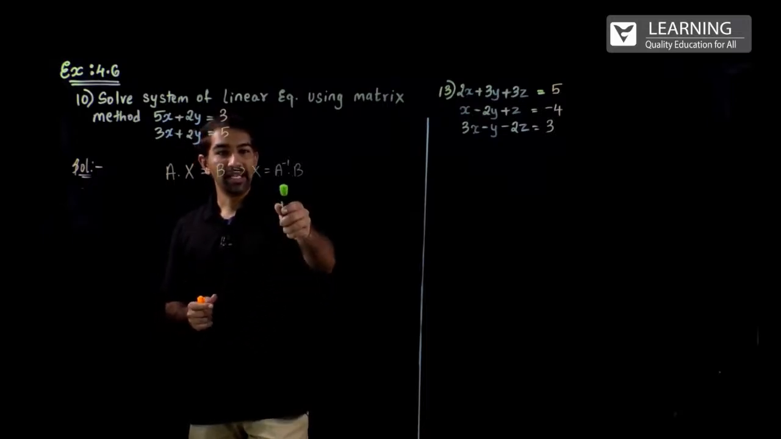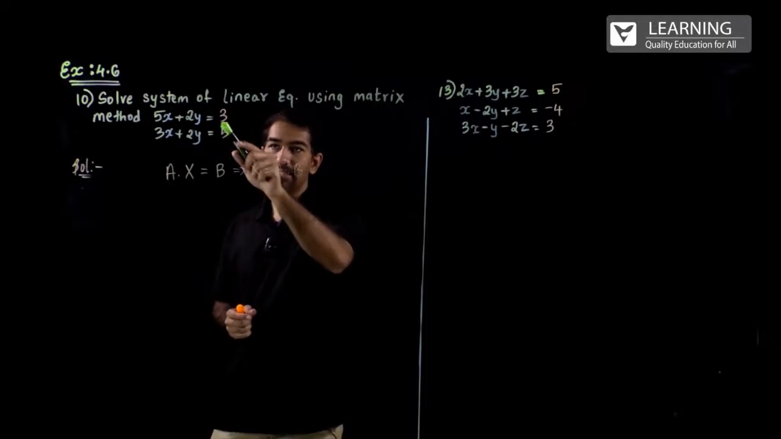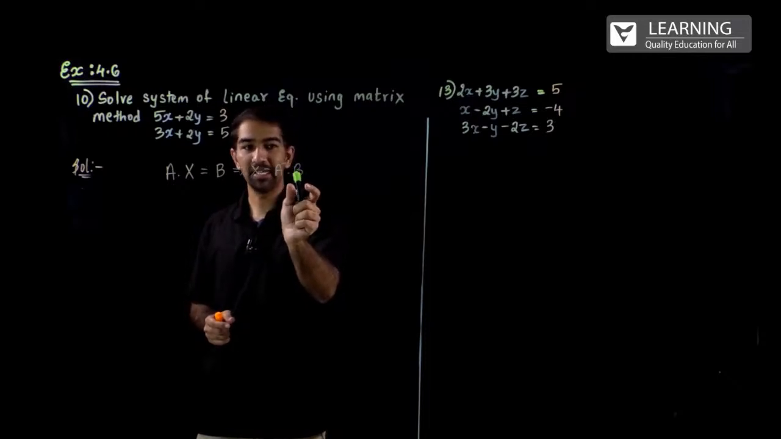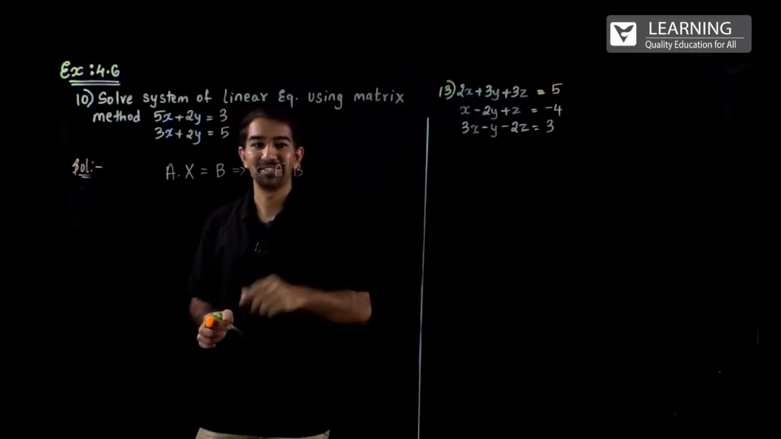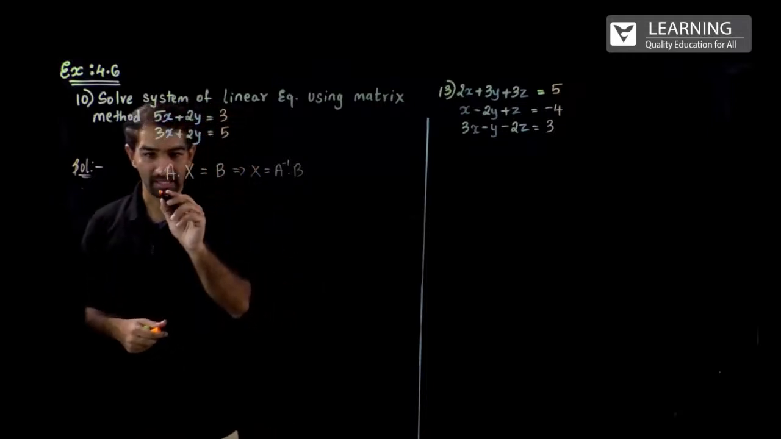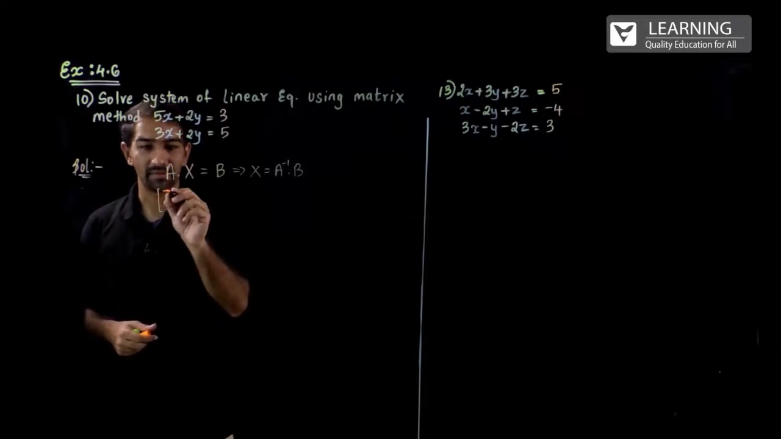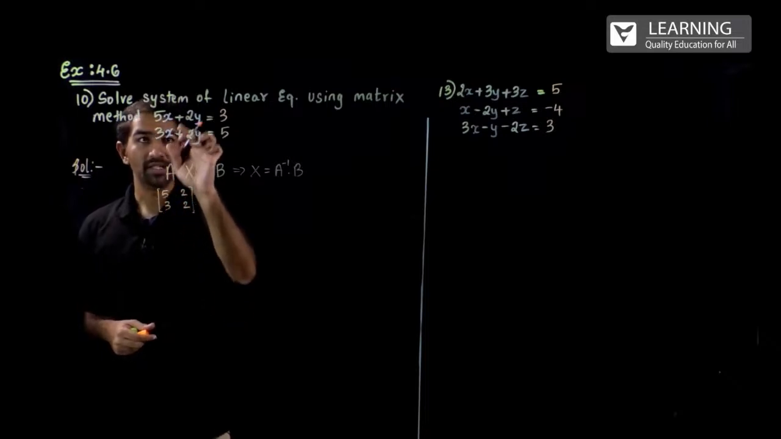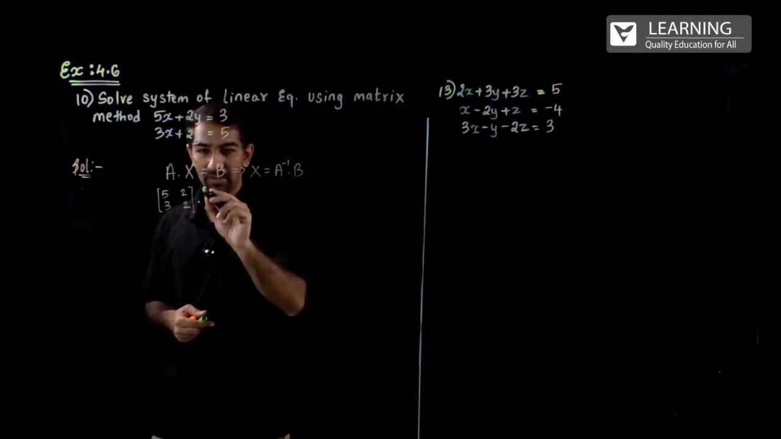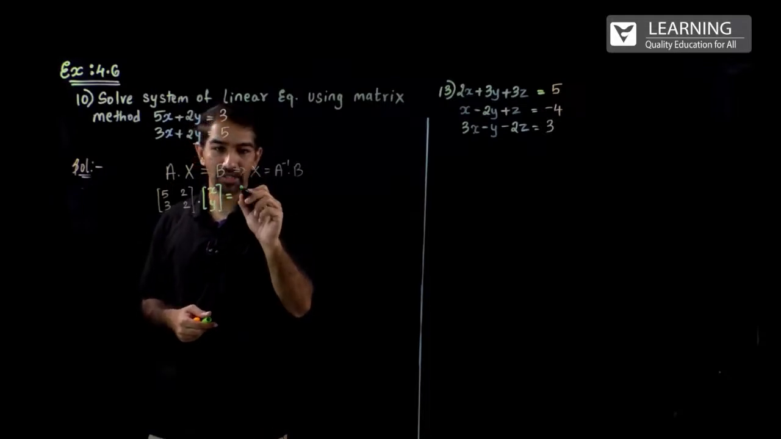Now what will we do, students? A inverse is 2 cross 2 and B is 2 cross 1. The 2 and 2 are matching, so the matrix multiplication is possible. Just make sure of that. Now let us write matrix A. Matrix A can be written as 5, 2, 3, 2, only the green. Next, we write matrix X with the blue things, that is X, Y, which is equal to matrix B, the orange ones, 3 and 5.